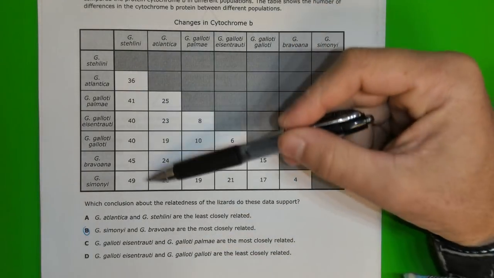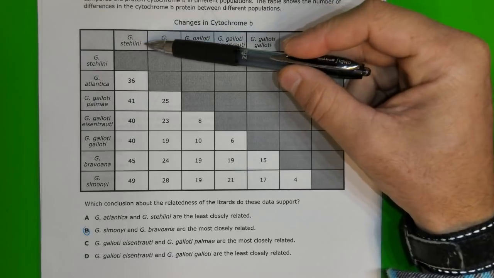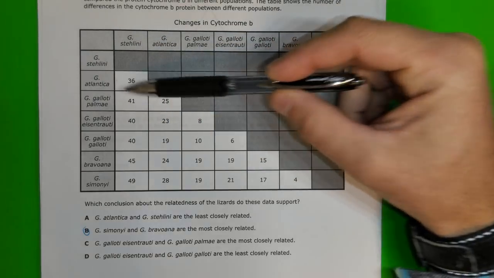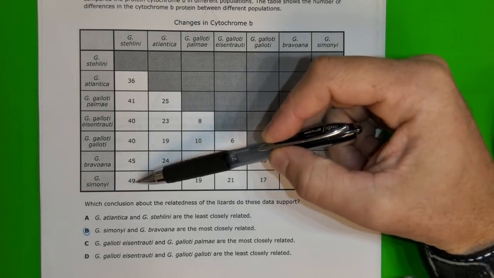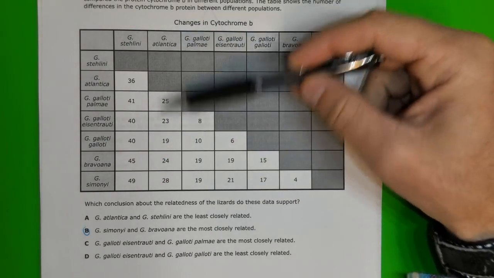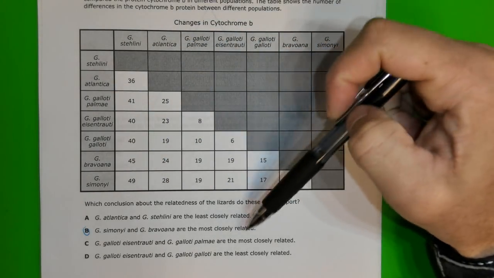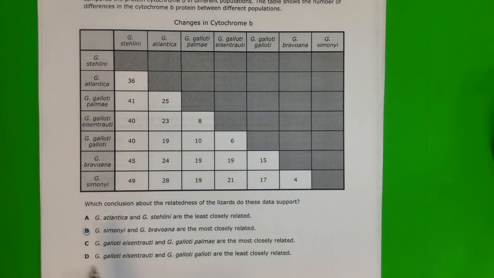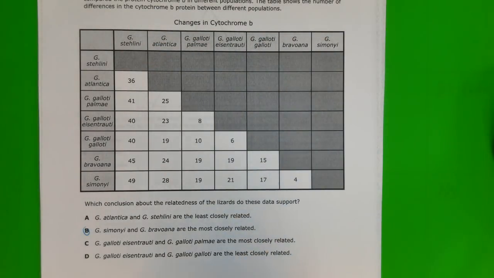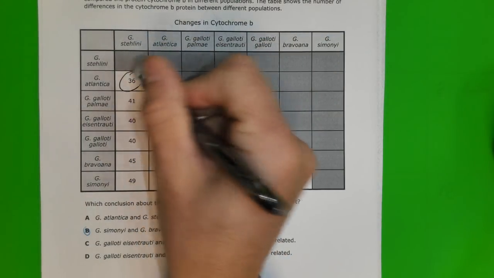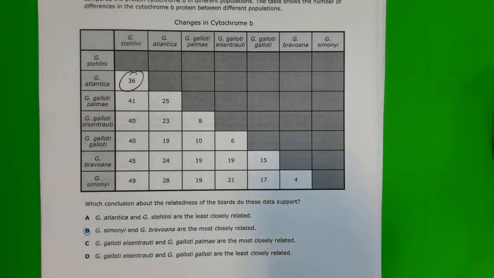These are the differences. So we've got to find, okay, this one all the way down has 36 differences. This one has 41. This one has 40, 40, 45, and 49. If we go down and across, it tells us the differences. So let's go through this. So it says Atlantia and Stellini are the least closely related. So let's go to Stellini, let's go to Atlanta, and we have 36 differences.